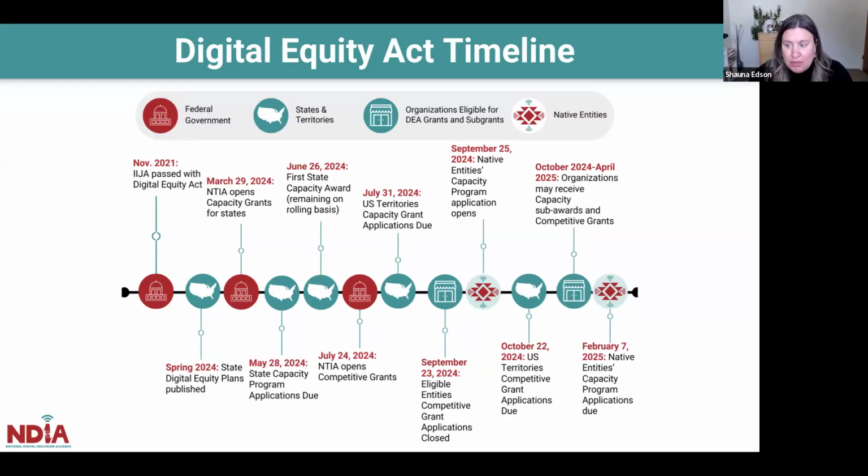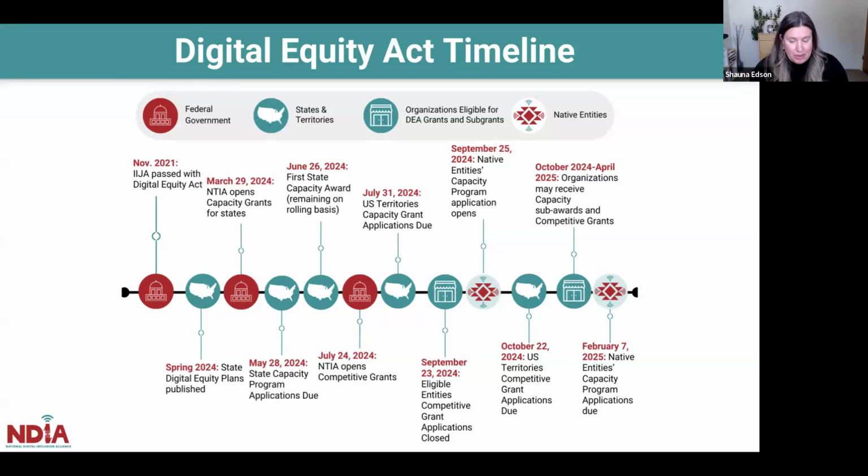The first state award was made to Nevada in June of this year, and awards are continuously being made on a rolling basis. A bunch came out last week. I think we're just over 20 states so far, and a couple territories. The Native Entities Capacity Grant Program is part of the capacity grant, but their program's a little different in that it opened on September 25th, but doesn't close until February 7th of 2025.